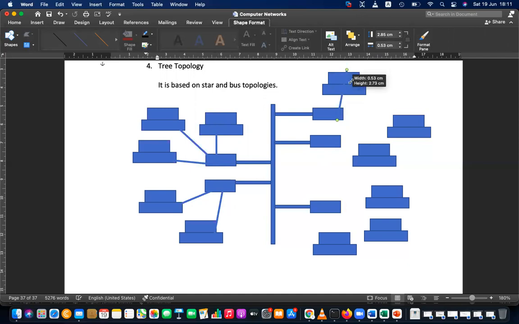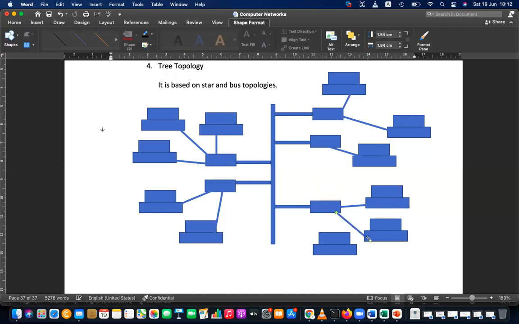Okay, the central bus line is there. The central bus line is typically created using fiber cable because it should be faster. Fiber cables are faster than the other wired technologies. So we are using fiber cables for the central base cable. And you have terminators also.